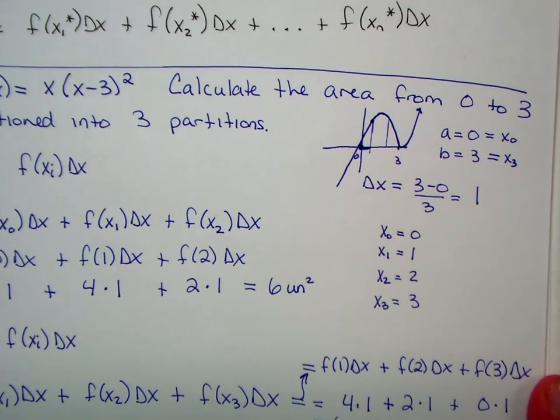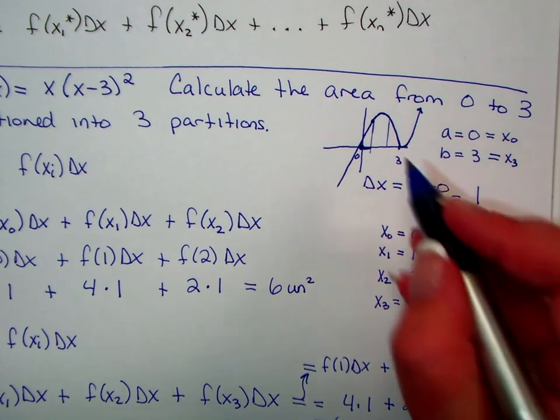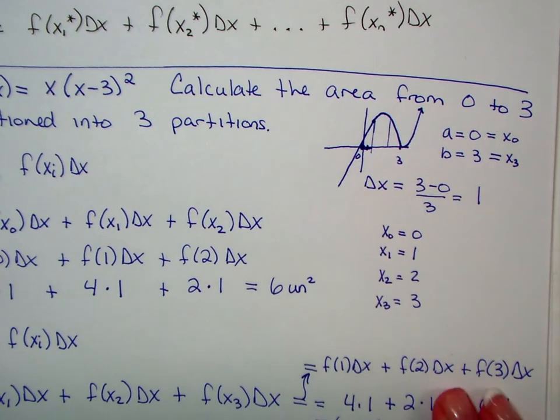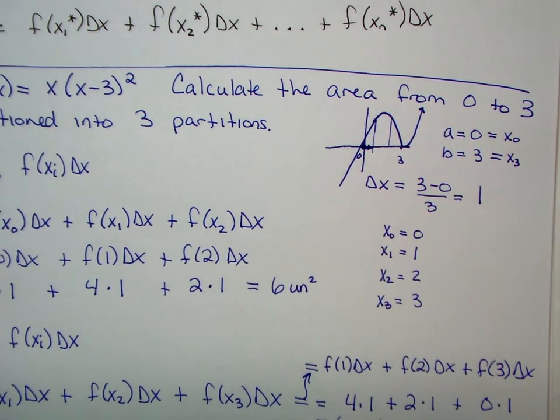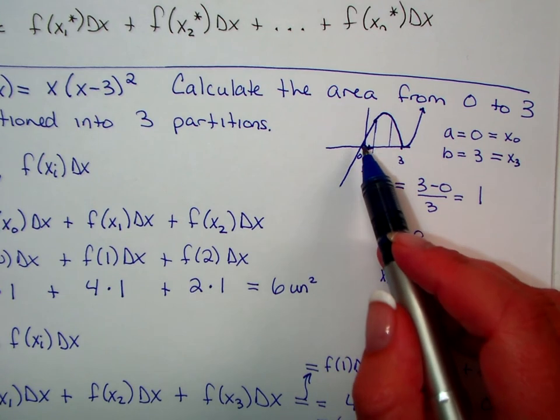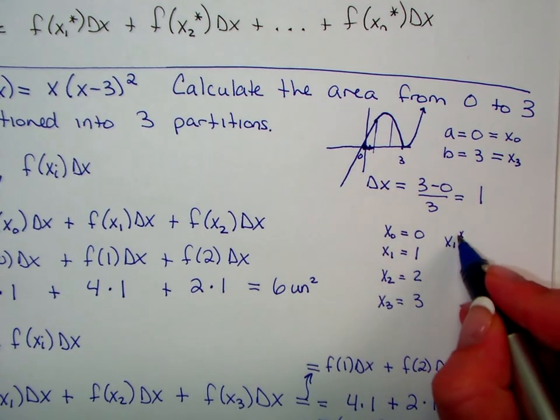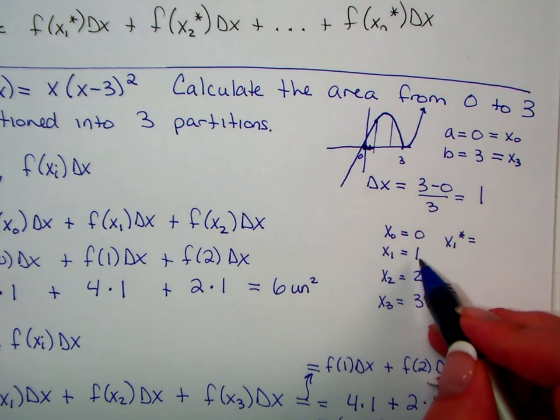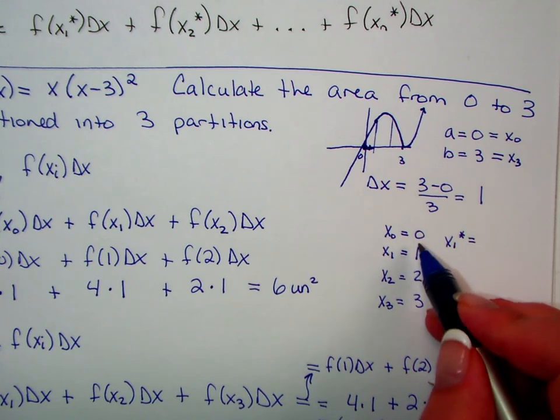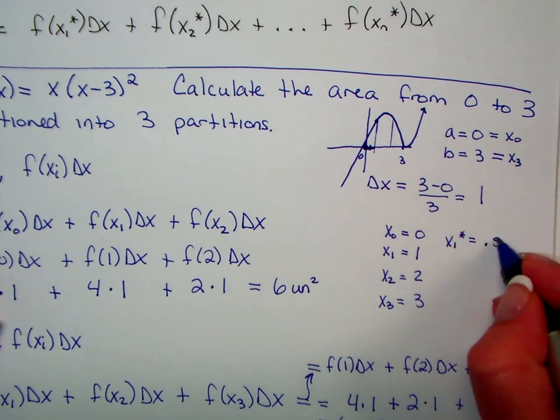Okay. So while I'm on this page, before I change and do the midpoint for 3 estimates, let's talk about what the midpoint is, right? Halfway between 0 and 1, basically. Halfway between x of 0 and x of 1. So x of 1 star is going to be halfway in between here. So between 0 and 1 is 0.5.